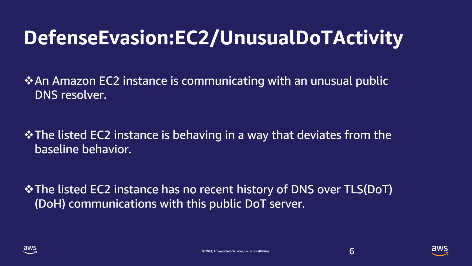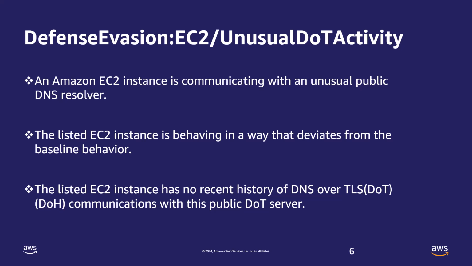Defense Evasion EC2 Unusual DoT Activity, when an Amazon EC2 instance is performing an unusual DNS over TLS, DoT, communication with a public DoT server that it also has no recent history with, which, just like the previously mentioned detections, may indicate the listed EC2 instance may be compromised.